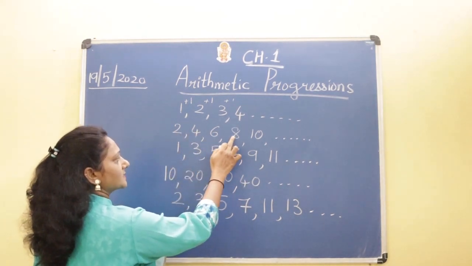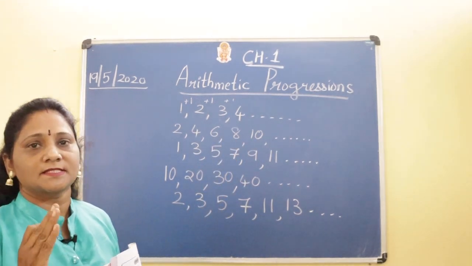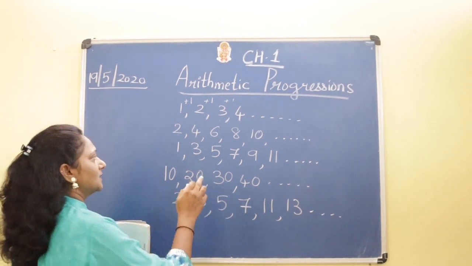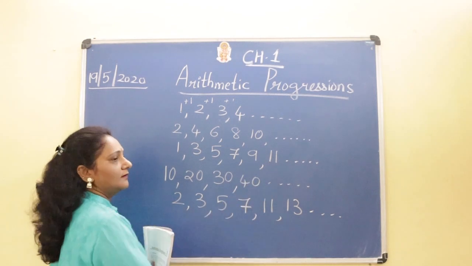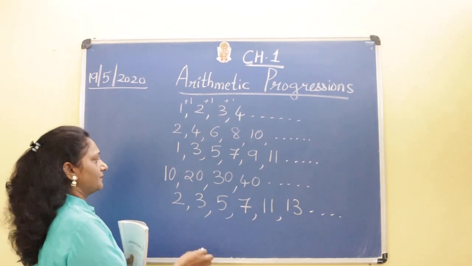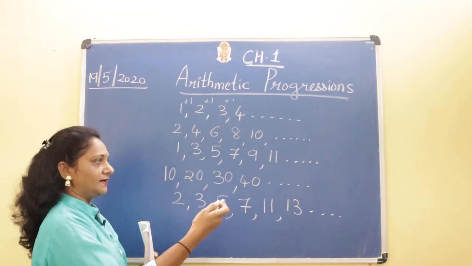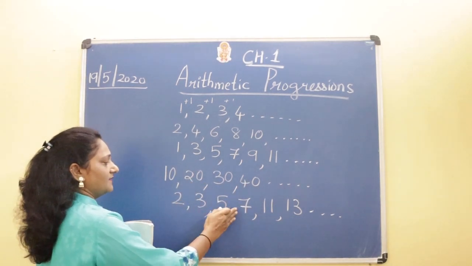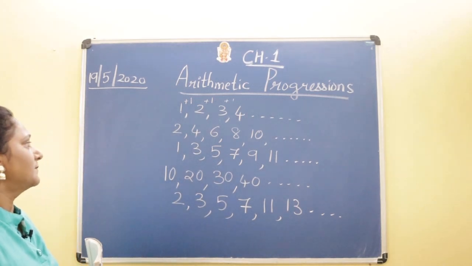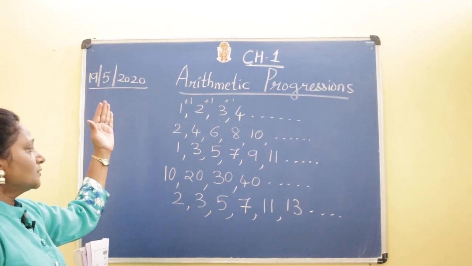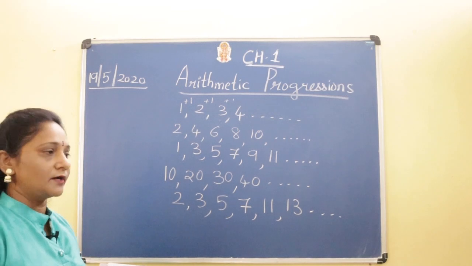2, 4, 6, 8, 10 is a sequence of even numbers, a list of even numbers. 1, 3, 5, 7, 9, 11 is a list of odd numbers. 10, 20, 30, 40, we are counting them in tens. 2, 3, 5, 7 is a set of prime numbers. 2 is the smallest prime number. So these are called sequences of numbers.